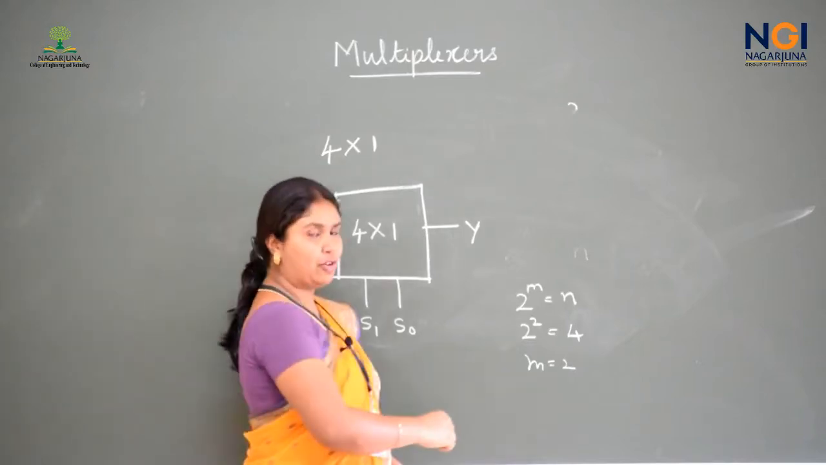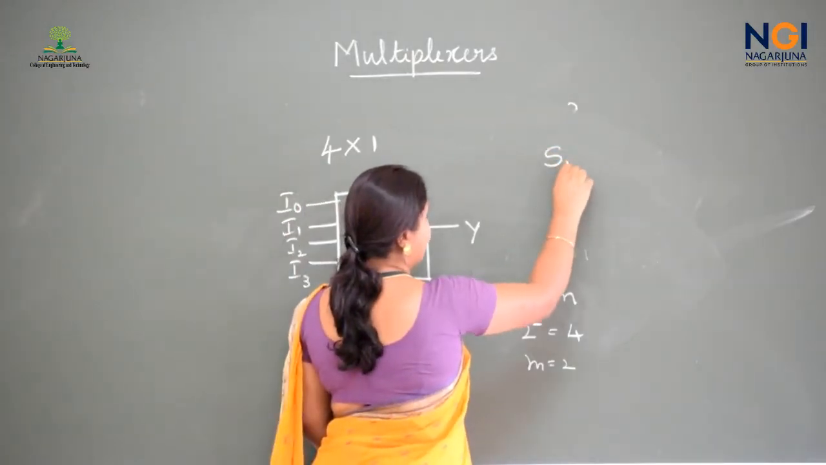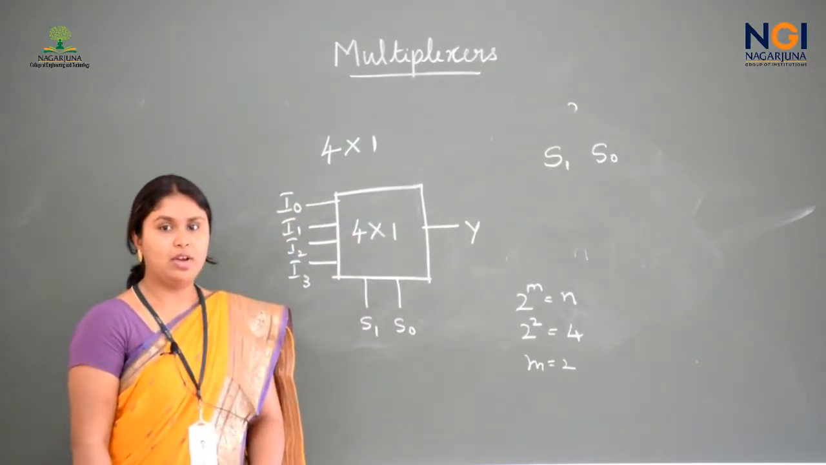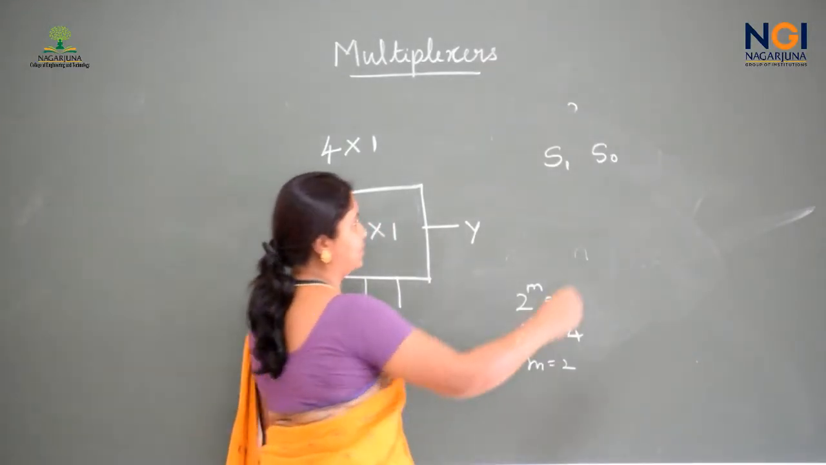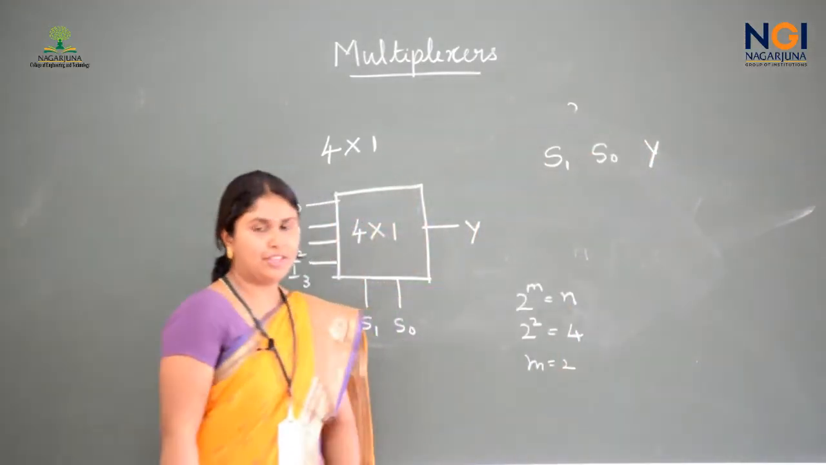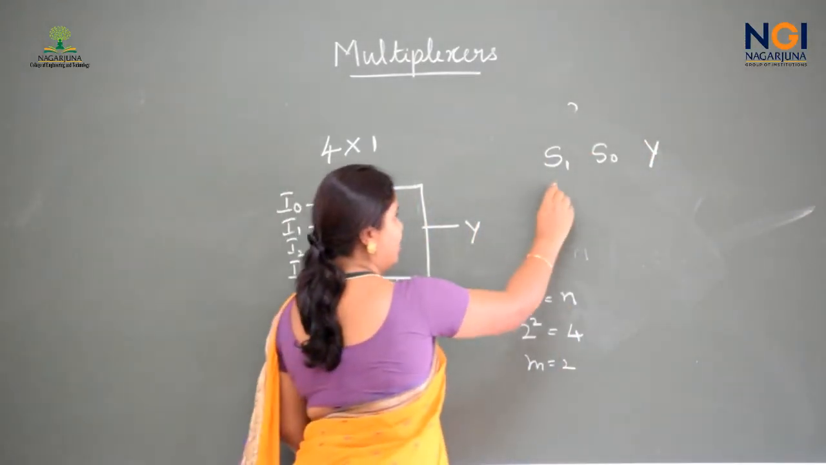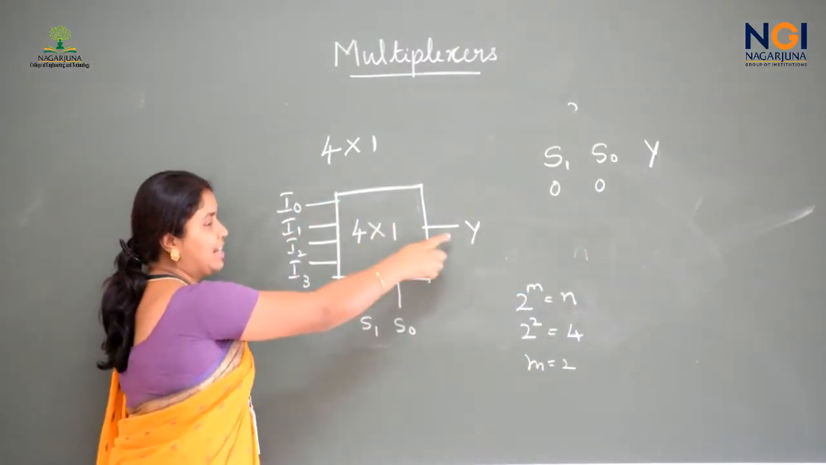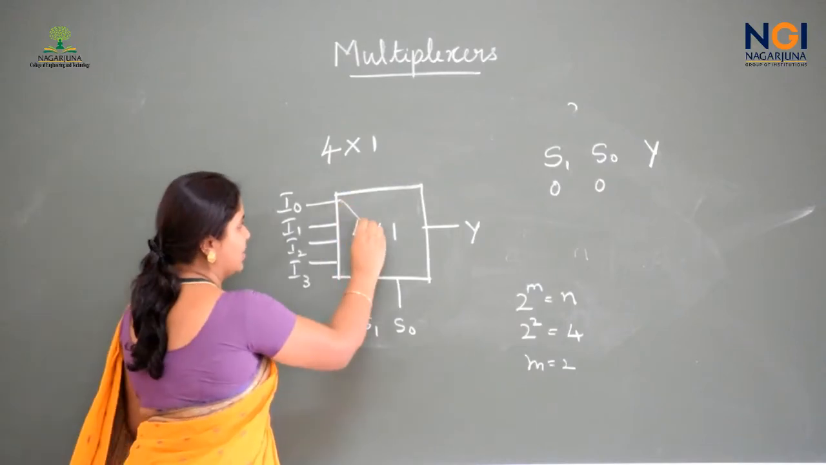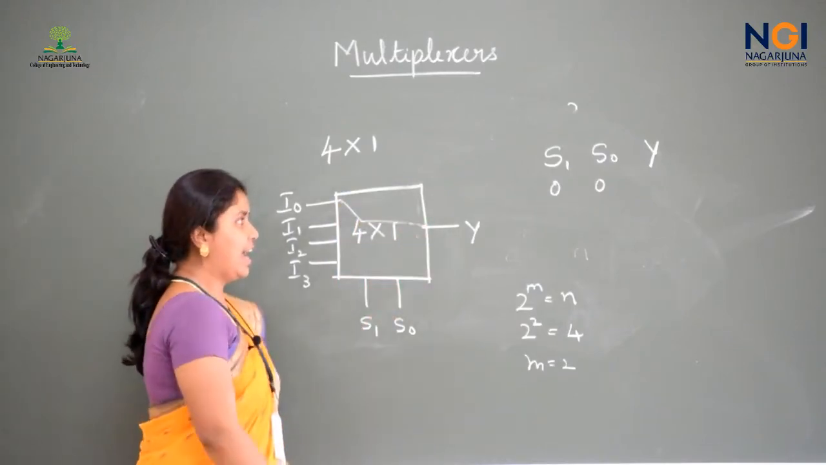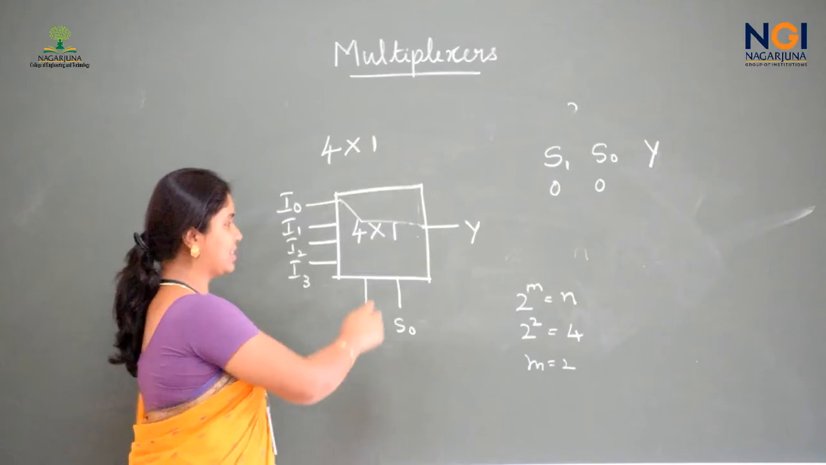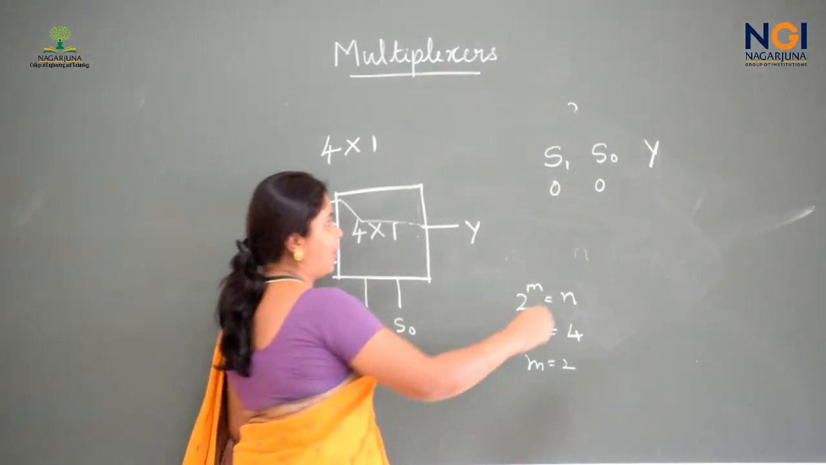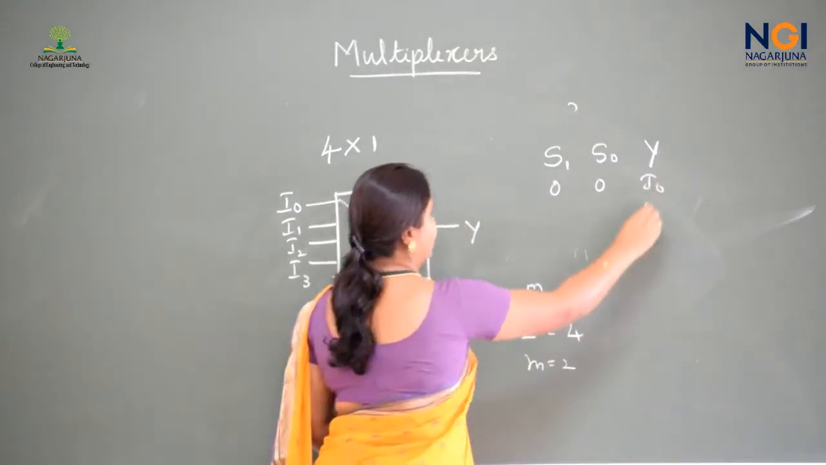Now, the truth table for a 4x1 multiplexer. We have 2 select lines, S0 and S1. At any point of time, what is the output Y going to be? If the select lines are 0, 0, they select the first input and direct it to the output. So this is the connection that is going to exist. And what is my output going to be? It is exactly the binary information present at I0. Therefore, Y is equal to I0.